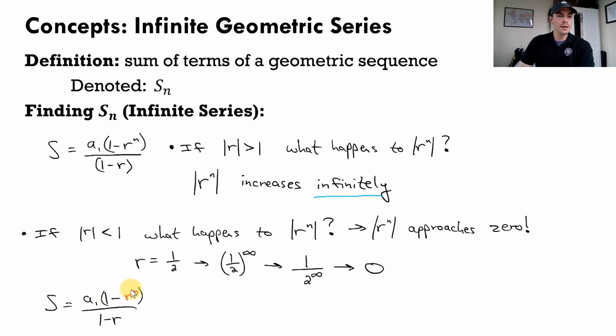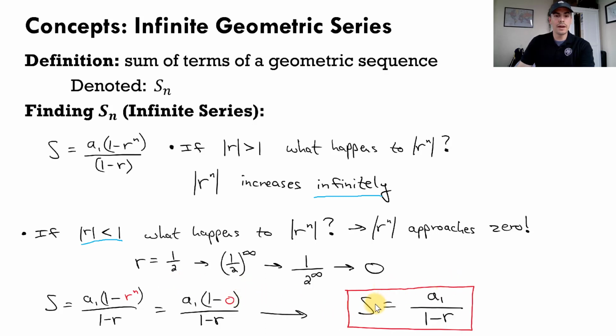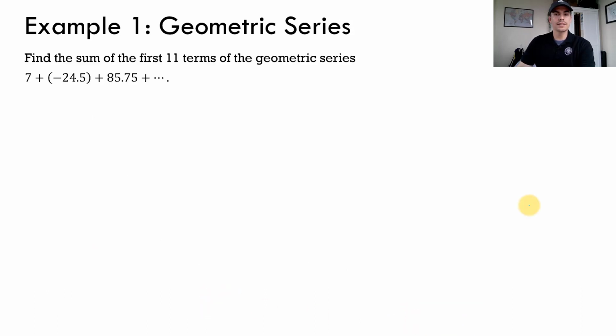So for my sum, this value here, r raised to the n, is going to go to 0 if we have an infinite series. Again, only if the absolute value of r is less than 1. So then my final formula would be my sum is equal to a sub 1 over 1 minus r. Okay, so those are our concepts. Let's get into these examples.